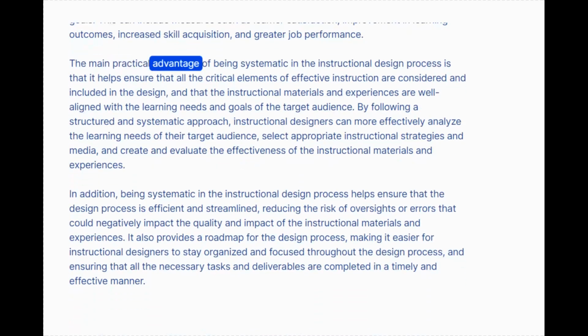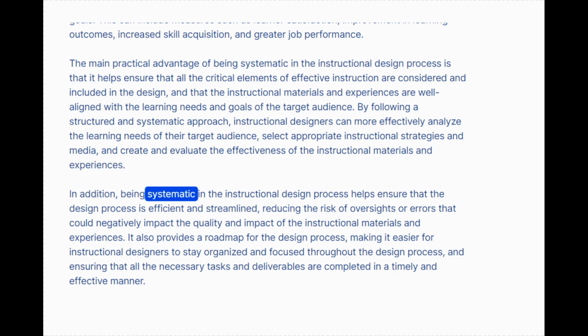The main practical advantage of being systematic in the instructional design process is that it helps ensure that all the critical elements of effective instruction are considered and included in the design, and that the instructional materials and experiences are well aligned with the learning needs and goals of the target audience. By following a structured and systematic approach, instructional designers can more effectively analyze the learning needs of their target audience, select appropriate instructional strategies and media, and create and evaluate the effectiveness of the instructional materials and experiences.